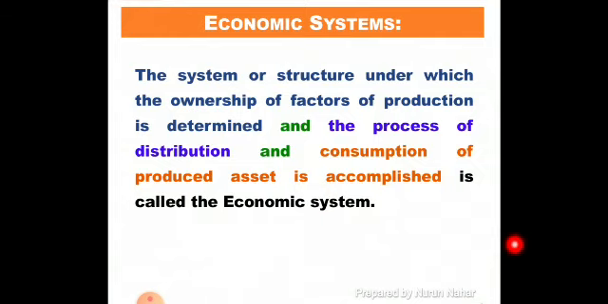So dear students, our next topic is economic systems. Let's see what an economic system is. The system or structure under which the ownership of the factors of production is determined, and the process of distribution and consumption of produced assets is accomplished, is called an economic system. So an economic system actually depends on the stages of economic function such as production, distribution, and consumption.